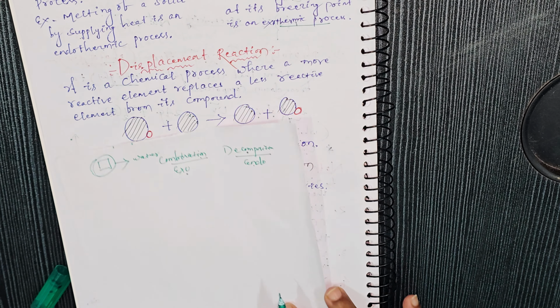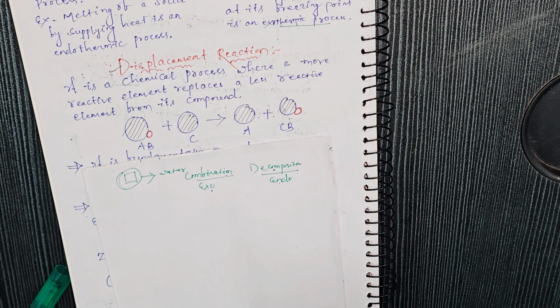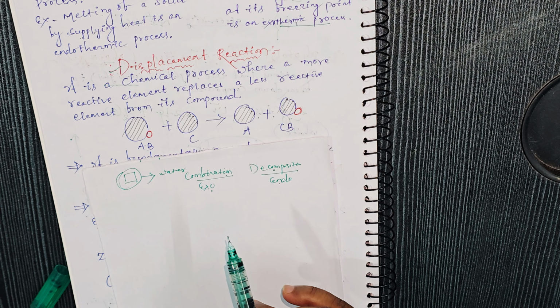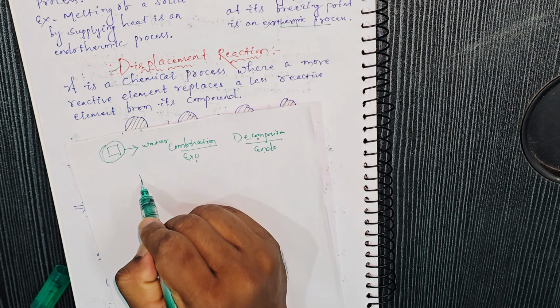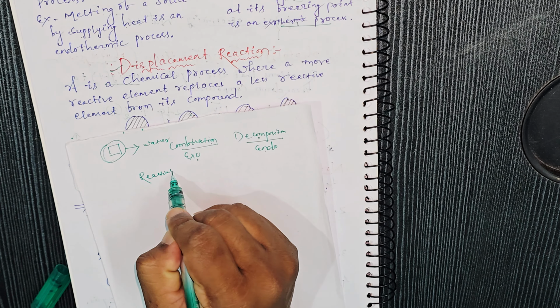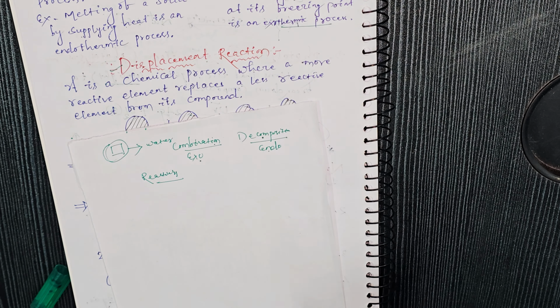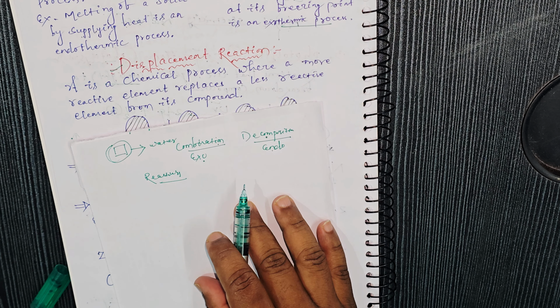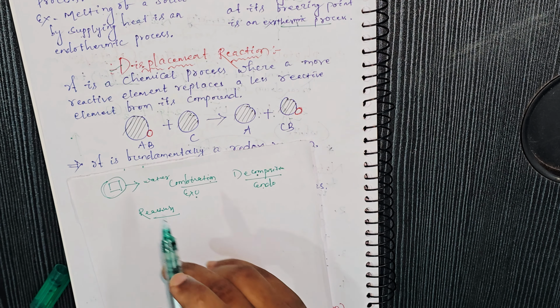Now coming to the next topic, displacement reaction, which is highly essential, and for this reaction you have to remember the reactivity series. Reactivity series means what? It's a series of metals where we can classify the metals according to their reactiveness. That means which metal is highly reactive and which metal is less reactive. If you want this reactivity series, I will make another video. Clear? Okay. So without wasting any time, let's go for the displacement reaction.